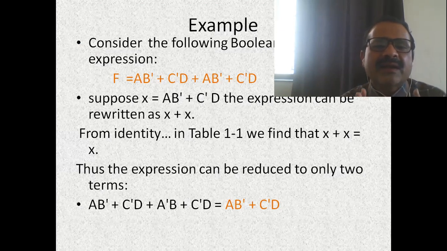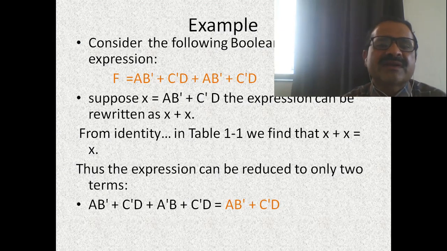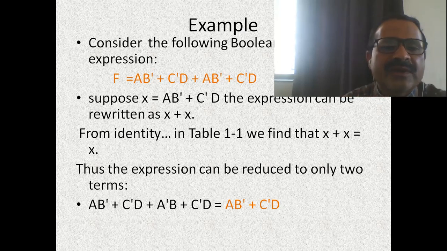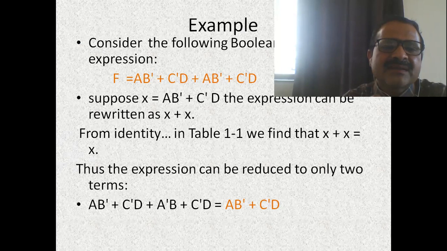Now as an illustration, I'm going to discuss one example. Consider the following Boolean algebra expression, that is f is equal to ab complement plus c complement d plus ab complement plus c complement d. Now if we observe this Boolean expression, then we can see that there is a common thing, that is ab complement plus c complement d, to which we can say x is equal to ab complement plus c complement d.